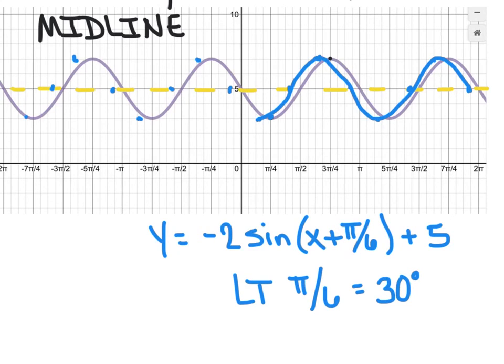Oops. Let's see here. Try to be as smooth and cyclical as I can be. And that's what it would look like to go left pi over 6.